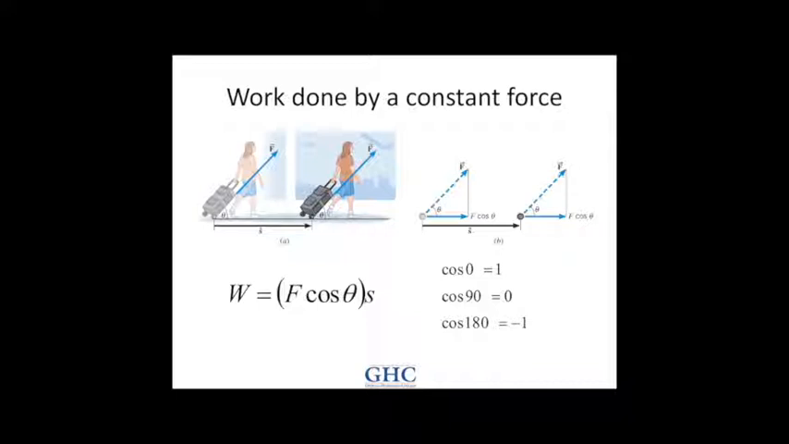If you have a force acting on an object and it moves for displacement s, and the angle between your force and your displacement is theta, then the work done by this force can be calculated as Fs cosine theta.